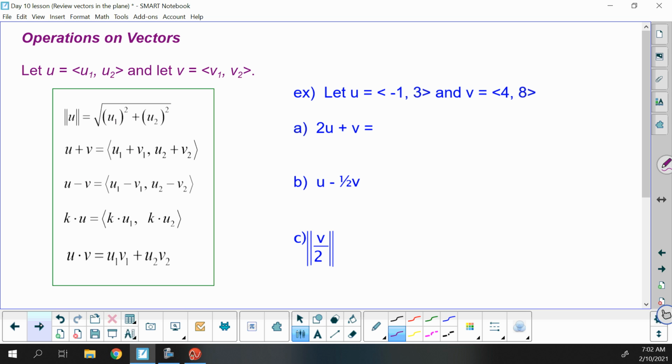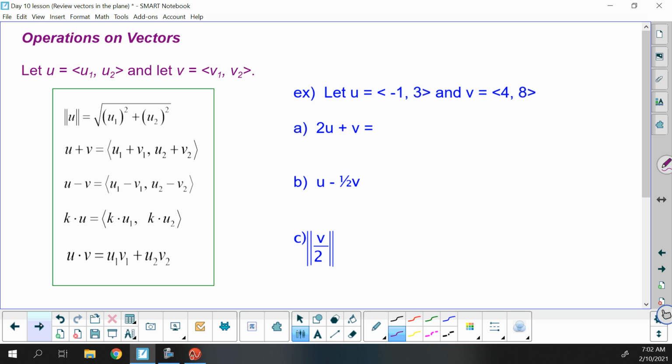So in the box there, we've got operations on some vectors. The 3 in the middle are pretty straightforward. When you're adding vectors, you just add the like parts. When you're subtracting vectors, you just subtract the like parts. The k is often referred to as a scalar constant, and that's just distributing it through to each of the parts. So the first and the last might be the less obvious.